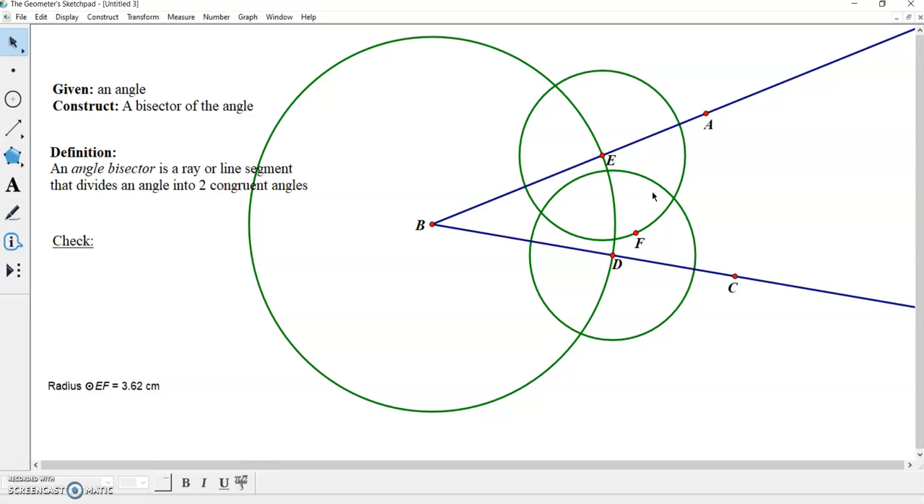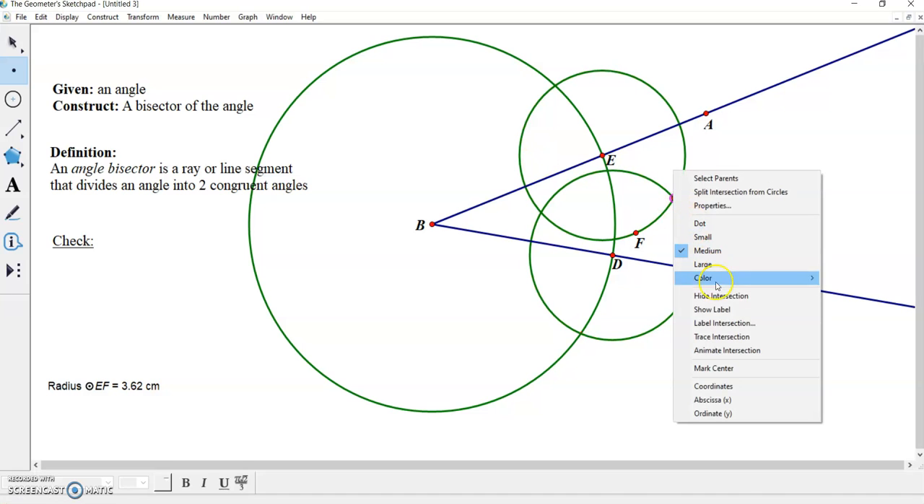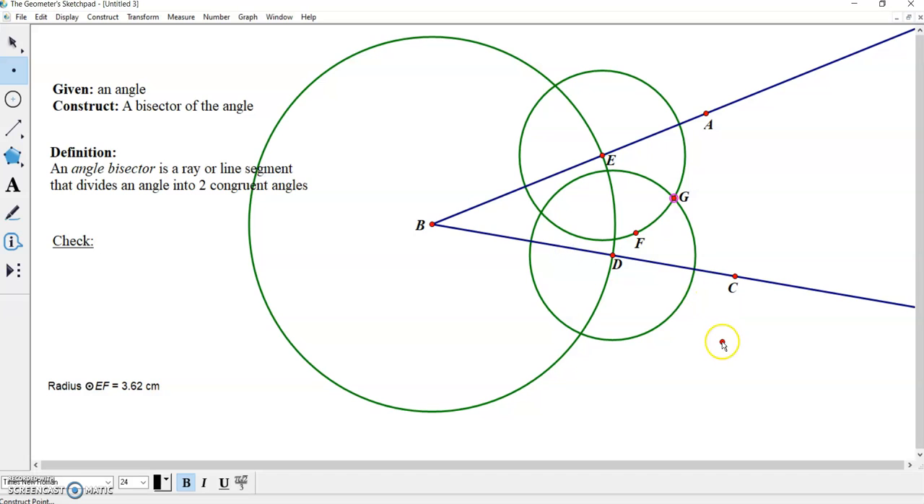So now, by creating these two circles, we want to label the common point of intersection. And again, I know this is the point of intersection because both circles are highlighted red here. And now I'm going to label that intersection, and that becomes point G.